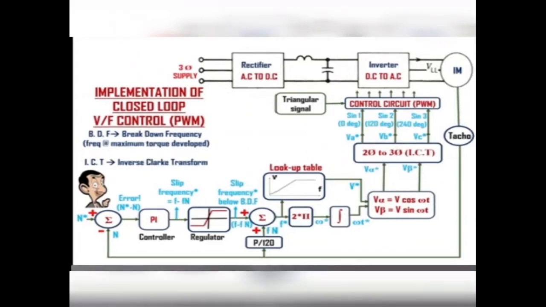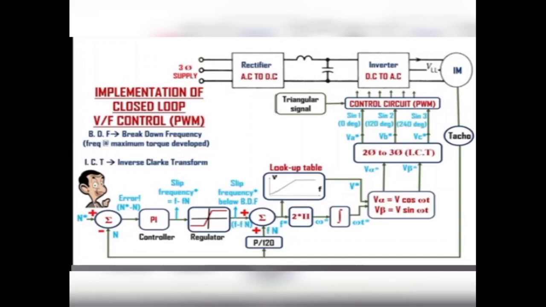The desired frequency F star is converted to omega star by multiplying it with 2 pi. Then omega star is converted to omega t star by integration. Now with this desired voltage V star and angle omega t star, we can get three sinusoidal signals for the PWM control circuit. To avoid confusion, first convert into two sinusoidal signals V alpha and V beta, which have a 90-degree phase shift.